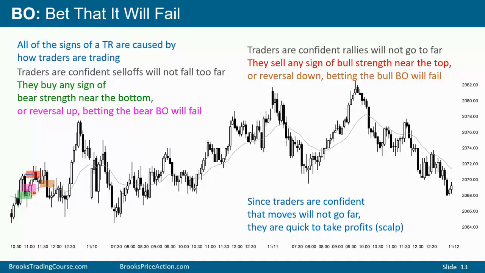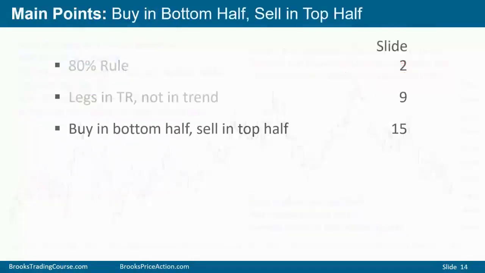Neither the bulls nor the bears believe that the market's going to go very far up or down, and the result is they take quick profits. Sometimes they can swing trade, but in general, they're not expecting a big trend up or down, and they're looking to take quick profits. When the market's in a trading range, traders should look to buy low, buy in the bottom half, and sell high, sell in the top half.